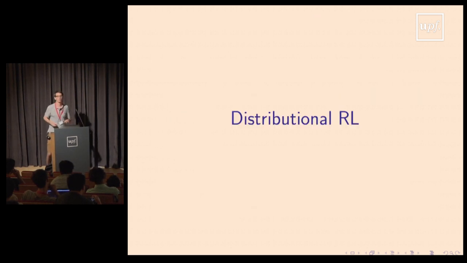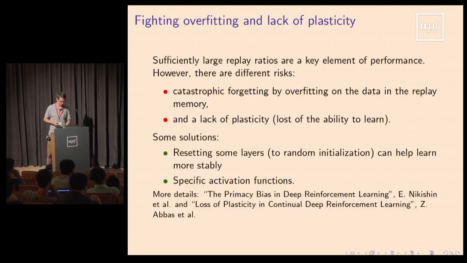Yes, question. Is this problem with the overfitting and then not changing the weights anymore typical for offline situations, or would on-policy algorithms or other reinforcement learning algorithms face the same issue?